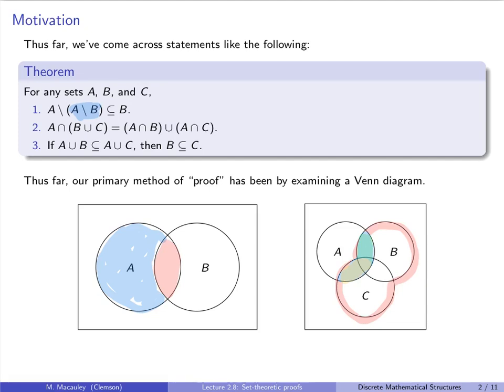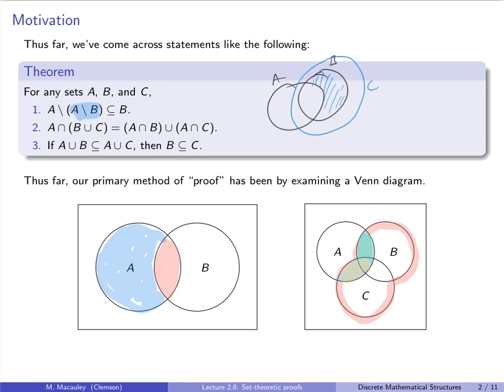Now let me finish by verifying this last one. So let me draw A. It says if A union B is contained in A union C, then B has to be contained in C. So if this is A union B, and for this to be contained in A union C, then this area is not covered by A, so C will have to be something like this, and then B has to be contained in C.